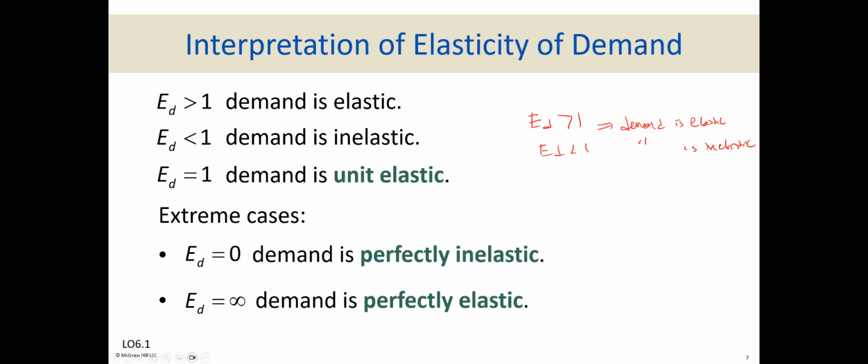If it's equal to 1, demand is unit elastic. And we have extreme cases too. If, for instance, elasticity is 0, demand is perfectly inelastic. So what does that mean? Whatever the price or how much the price increases, you do not change the amount you buy. That's perfectly inelastic. And in case of perfectly elastic, elasticity is infinite, and that means if price changes even a little bit, you don't buy at all. So that's the idea of perfectly elastic and perfectly inelastic.